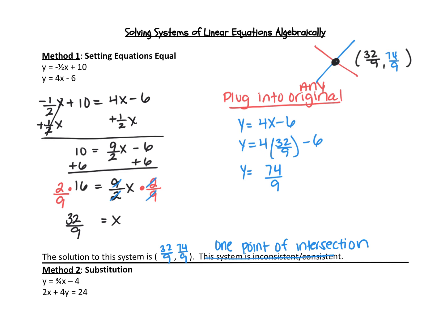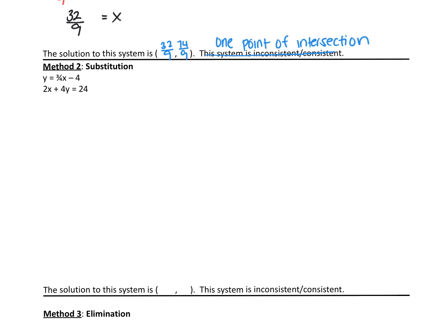All right. Another method that you can use is something called substitution. And we use that when one equation is already solved for y equals and the second is not. So you can see here that y equals 3/4 x minus 4. And what we can do with the substitution method is take this y equals and throw it into this y that's right here. So we start with the 2x plus 4y equals 24. And instead of y, we're going to put what it's equal to.